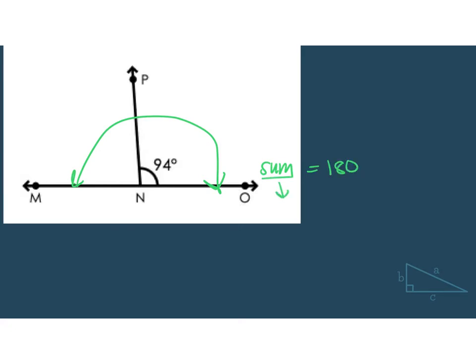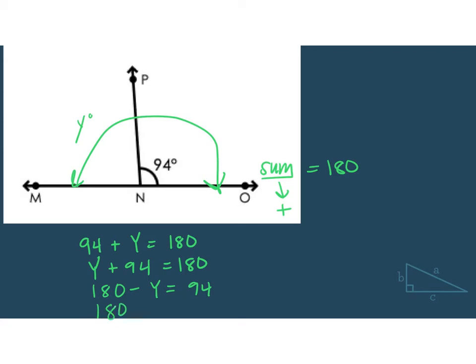So sum, like we said before, is addition. So we know that 94 plus, we'll say this is going to be y, the angle that we don't know. 94 plus y equals 180. I still can't solve this yet, so I'm going to switch it around and do y plus 94, my fact family, equals 180. It still doesn't help me figure it out, so now I'm going to do subtraction. 180 minus y equals 94. Still can't figure it out because I don't know what y is, so we do 180 minus 94 equals y.